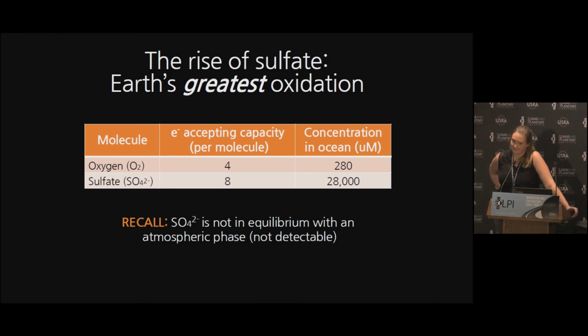And this would be particularly true going back in Earth's history. And of course, sulfate is not in equilibrium exchange with an atmospheric phase. And so viewing Earth remotely, you might end up with a really misleading view of the oxidizing capacity of its ocean.